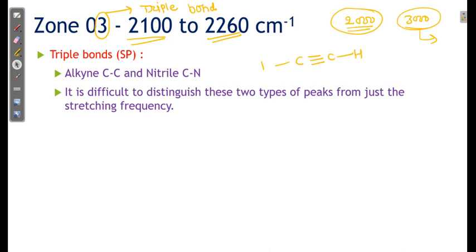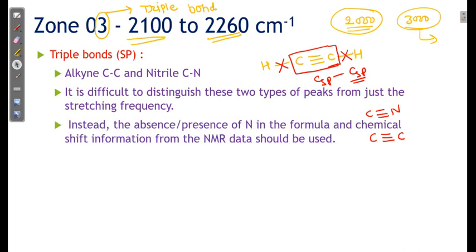And dear students, I again repeat that I am not interested here in this carbon and hydrogen. I am very interested now between this sp2 carbon and sp2 carbon. So if my compound contains nitrogen, then the chances are carbon triple bond nitrogen, and if my compound does not contain nitrogen, then the chances would be carbon triple bond carbon. So this is a little bit about zone 3. Let us go to zone 4.